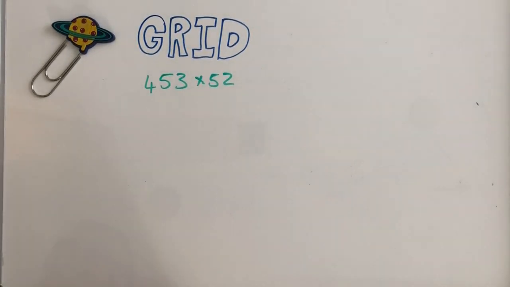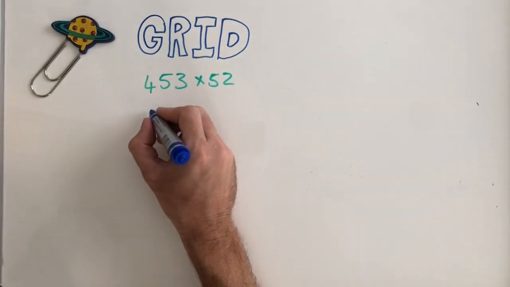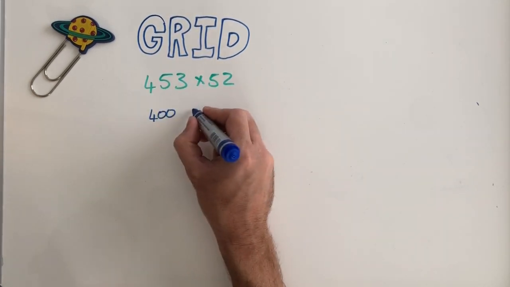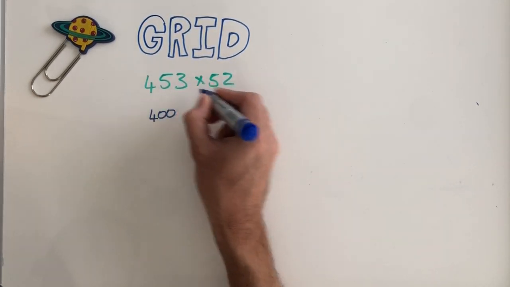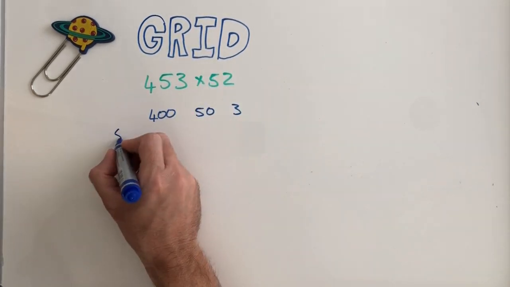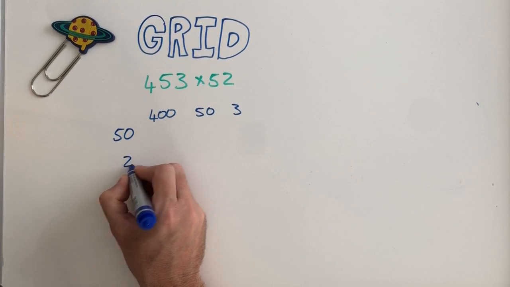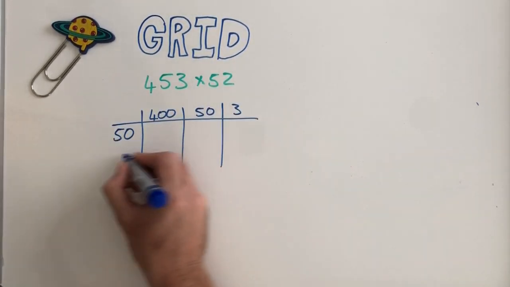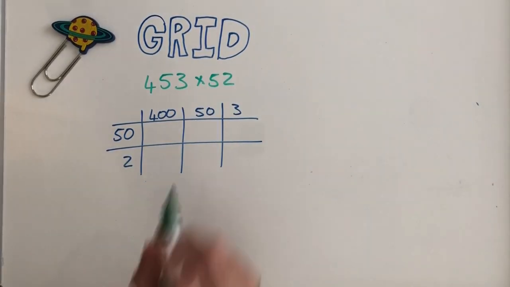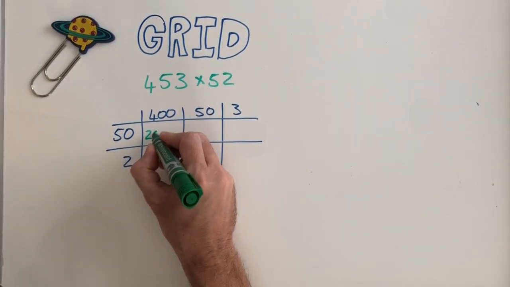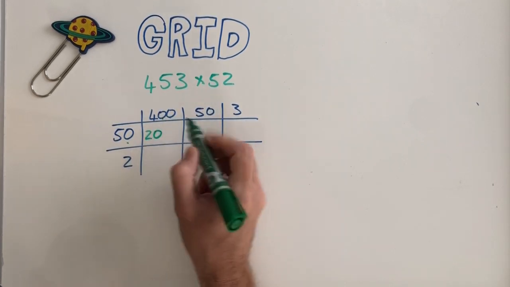So let's do 400, because there's a 400, there's a 50, and there's a 3. And on this side, I'm doing a 50 and a 2. And I just make a little grid. And then I just multiply. So in this case, 4 times 5, which is 20. And there are 3 zeros: 1, 2, 3.